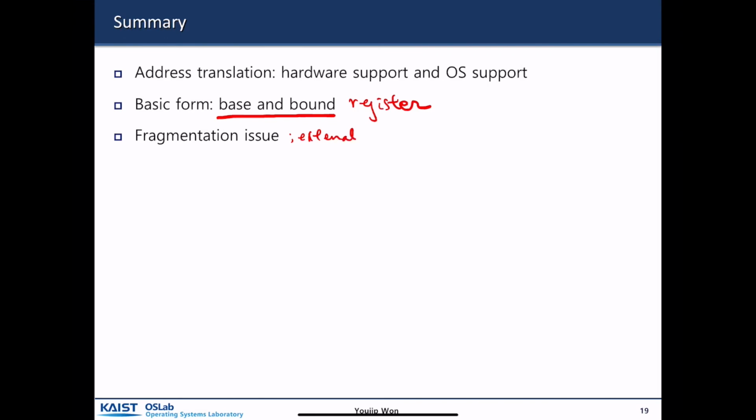Every process may have a different virtual address space size. So as the operating system allocates and deallocates repeatedly, in the physical memory there can be a large number of small free memory regions which cannot be allocated to any process because they are too small. That is called external fragmentation. So the base and bound register approach is subject to the fragmentation issue.